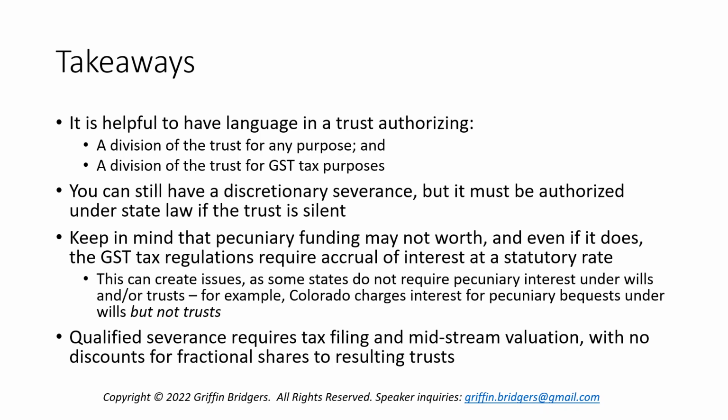For example, Colorado recently updated their Uniform Principal and Income Act to now say that there can be interest for pecuniary bequests under wills, but not under trusts. So ironically, in Colorado, you can get around the pecuniary interest piece by using a revocable trust. But that doesn't get around the GST tax regulations that require interest to accumulate on a pecuniary bequest or funding.